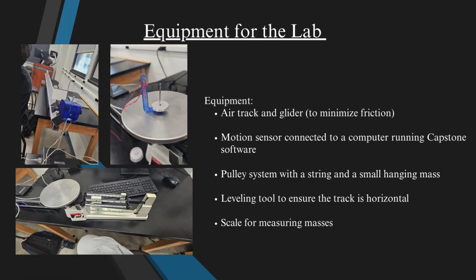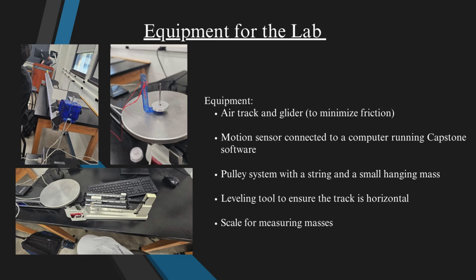Hello, this is Julian, and in this slide, I'm going to be talking about the equipment we used for this lab. So the first thing we used was the air track and the glider. The air track is just like an air hockey table that has tiny little holes that shoot air through it, just to simulate a frictionless surface. And the glider is, of course, like the hockey puck, that will glide back and forth on the track.